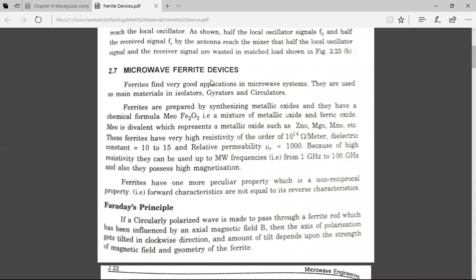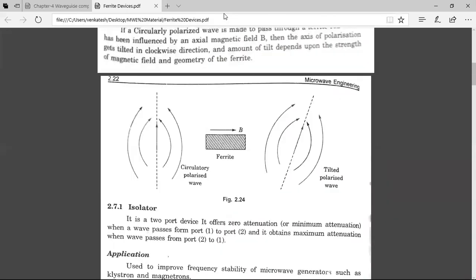Using this, the ferrite rod is constructed, and once it is constructed, it works as a microwave device which works on Faraday's principle. And this Faraday's principle can be explained as follows: whenever a circularly polarized wave, this is nothing but the circularly polarized wave.